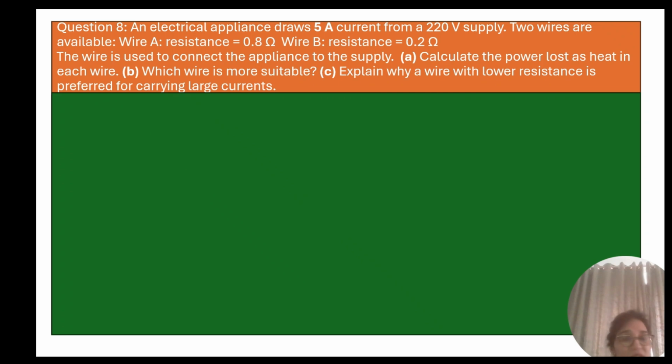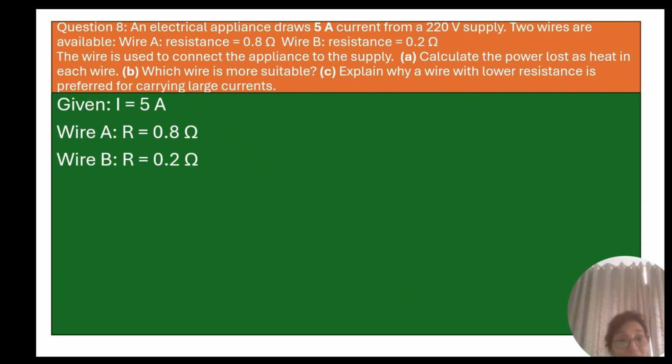For question B, you need to find which wire is suitable and why a wire with a lower resistance is preferred for carrying large currents. So first thing you need to remember, write what is given. What is given here? Wire A, whose resistance is 0.8 ohm. Wire B, resistance is 0.2 ohm.